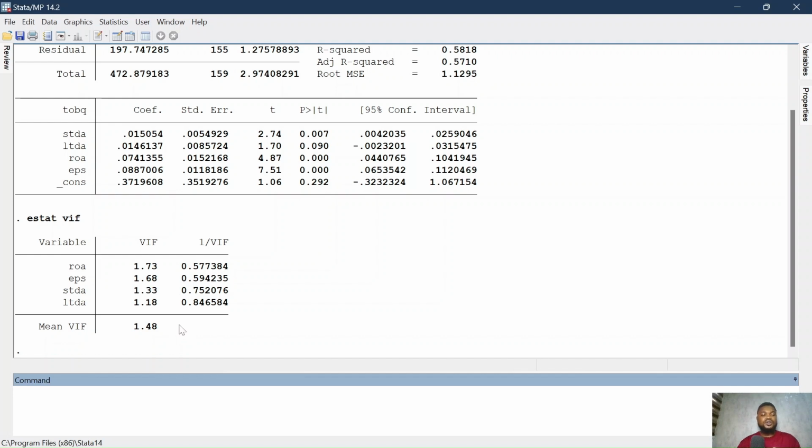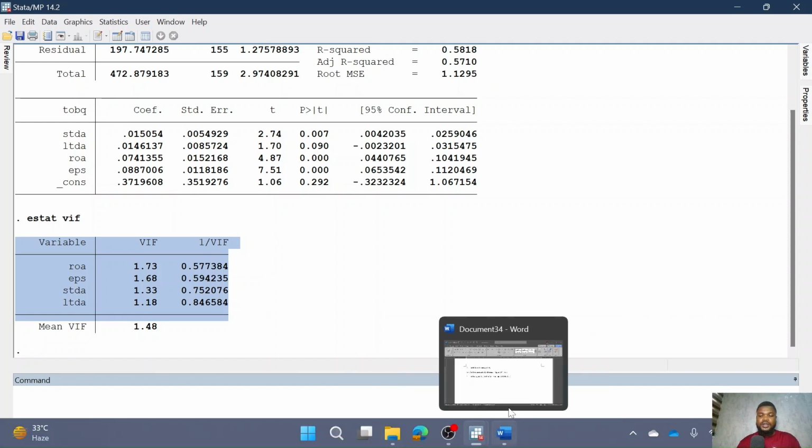In the case of my result, as we can see here, I find that return on asset is less than 5 with a value of 1.73. Earnings per share is also less than 5 with a value of 1.68. Short-term debt is also less than 5 with a value of 1.33. Long-term debt also is less than 5 with a value of 1.18. On the average, the mean VIF is also less than 5 because it has a value of 1.48. So we can conclude that there is no issue of multicollinearity in our model.